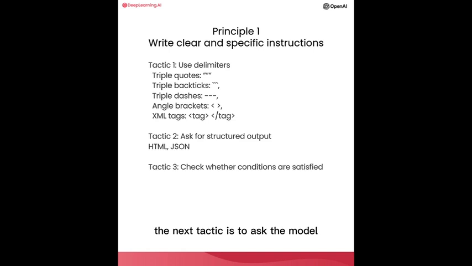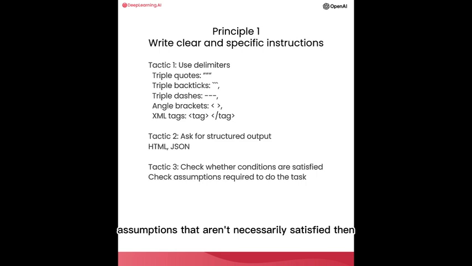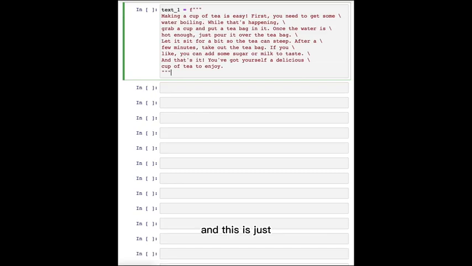The next tactic is to ask the model to check whether conditions are satisfied. So if the task makes assumptions that aren't necessarily satisfied, then we can tell the model to check these assumptions first, and then if they're not satisfied, indicate this and stop short of a full task completion attempt. You might also consider potential edge cases and how the model should handle them to avoid unexpected errors or results. So now I will copy over a paragraph, and this is just a paragraph describing the steps to make a cup of tea. And then I will copy over our prompt.